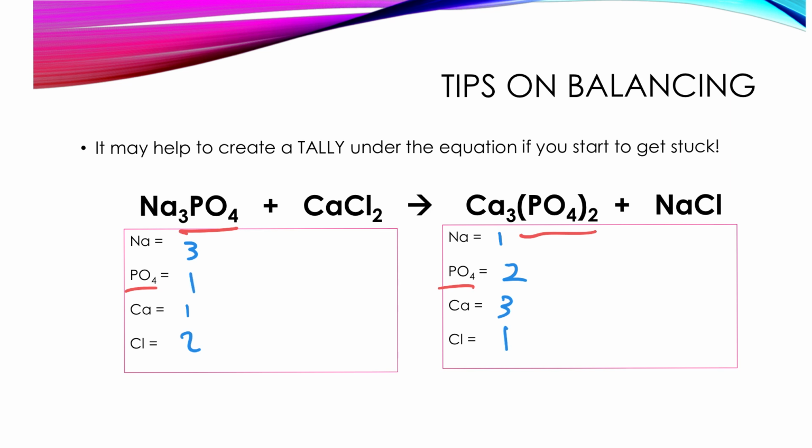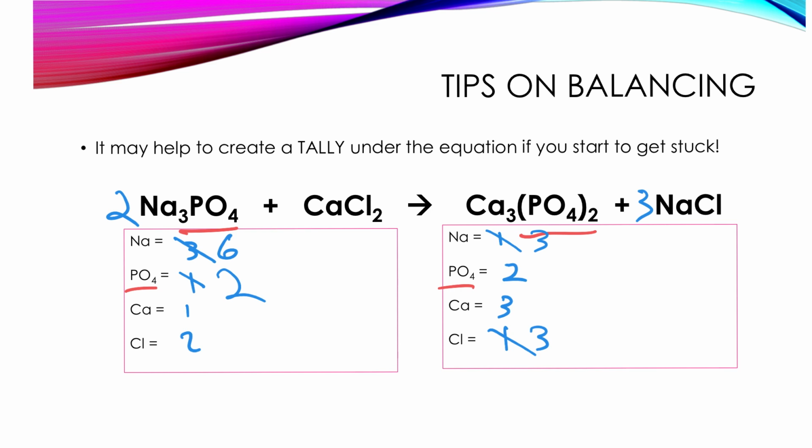So I see 3 Na's on the left side and only 1 on the right side. So I'm going to put a 3 here as a coefficient. Again, I'm not going to erase it. That changes that to a 3. And that also changes that to a 3. So our sodiums for now are balanced. Over here, though, now we only have 1 phosphate on the left side and 2 on the right side. So I need to put a 2 here. And that changes the phosphates to a 2.